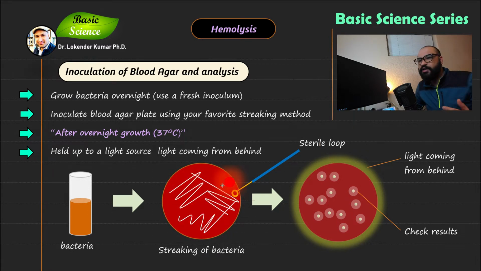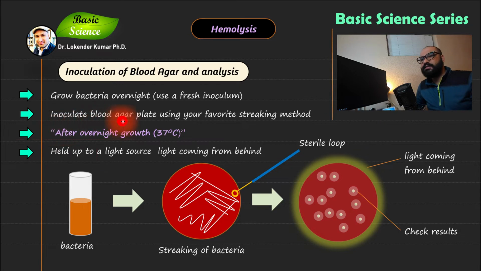Or you can use this kind of streaking method, or whatever streaking method you like to use. And then finally, you'll have some colonies that are isolated and clear, and you can easily read the zone of hemolysis around those particular isolated colonies, right?